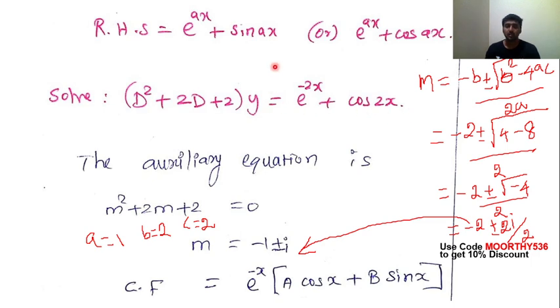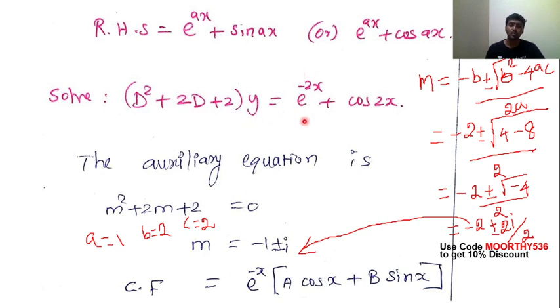Next, we are moving to the RHS side. We know that the particular integral is the solution to the RHS, that is e power minus 2x plus cos 2x. We are dividing this into two divisions: particular integral 1 for the e power minus 2x, and particular integral 2 for the cos 2x.